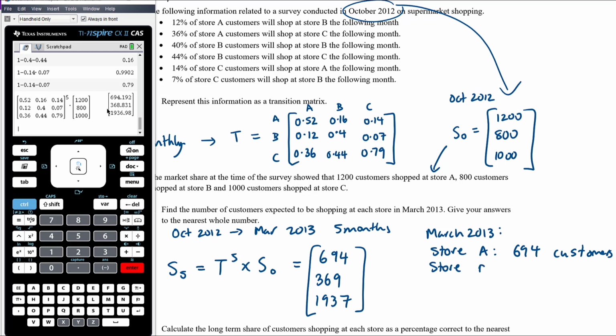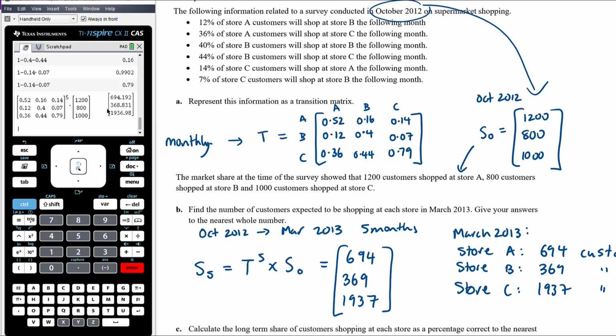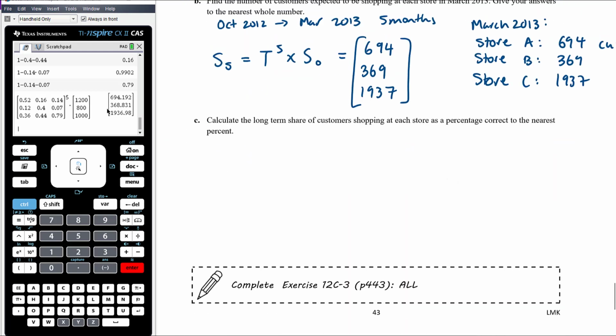Store B is 369 customers, and store C is 1937 customers. Okay, so store C is going very well. They've nearly doubled their clientele in those 5 months, and that's because their own clients were very loyal. Nearly 80% of them stayed with store C, and then there were quite a lot of clients from the other stores that were moving from those stores to store C. Obviously, word got out about how good it was.